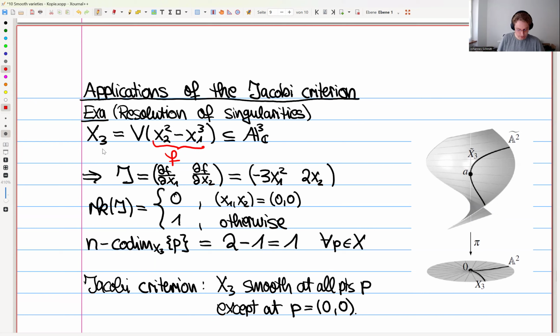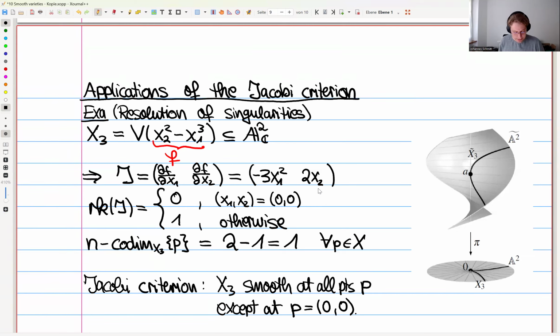So let's start with our nice curve, the vanishing set of x2 squared minus x1 to the 3, this customary curve inside A2 over the complex numbers for simplicity. Let's call this equation F. Then the Jacobi matrix J is just given by these partial derivatives. We can compute those: you get minus 3x1 squared and 2x2.